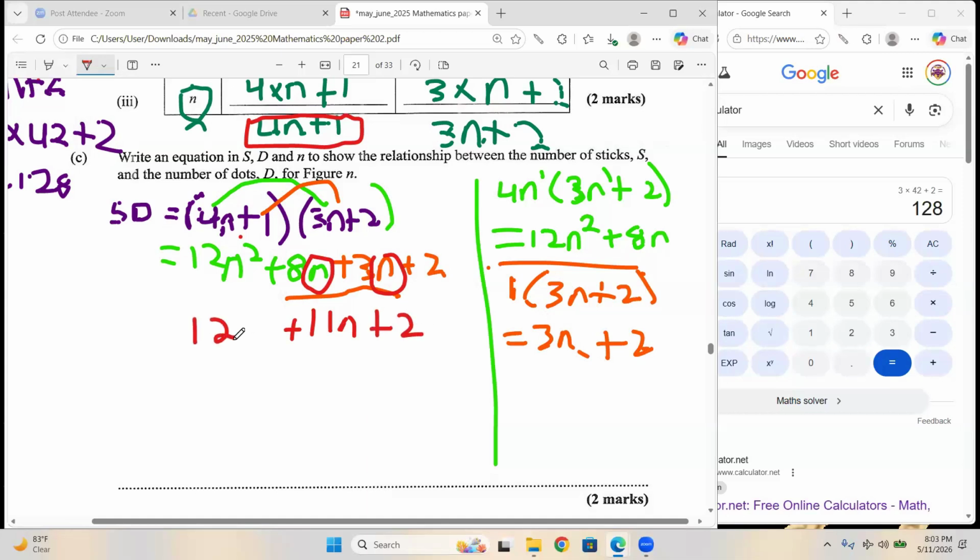We have the 12n squared. And yeah, so that's the least you could do. When they ask you to show the relationship, you can multiply the two formulae. In this case, you end up with a quadratic equation. So technically, this can lead to a whole graph situation, in other words. All right, any questions before I move on?